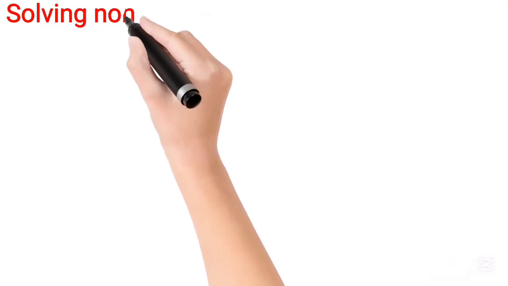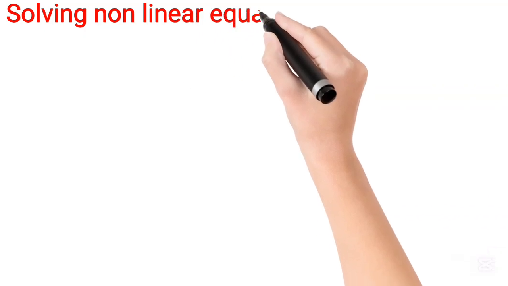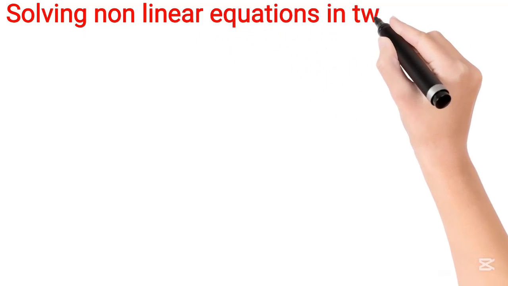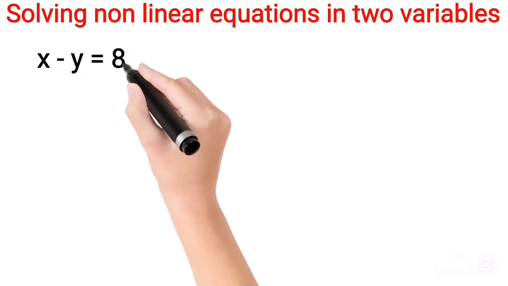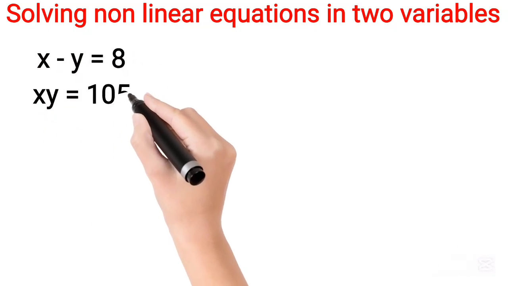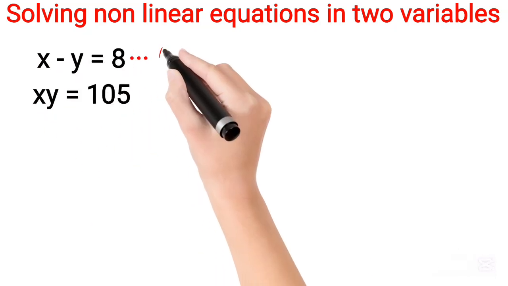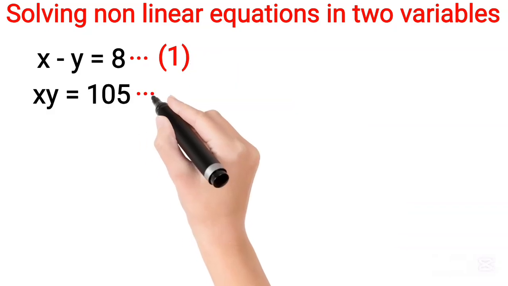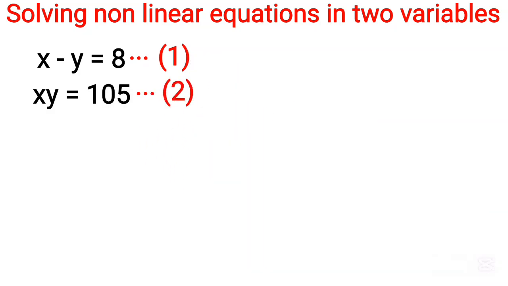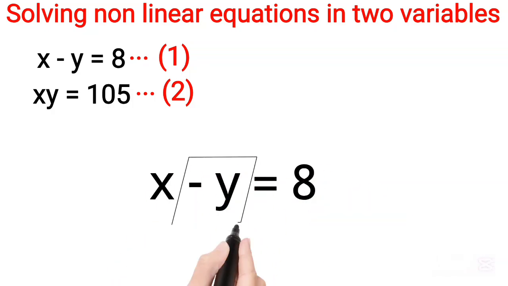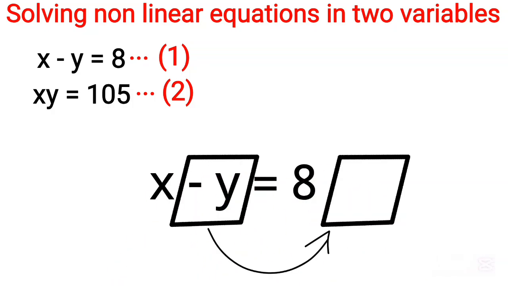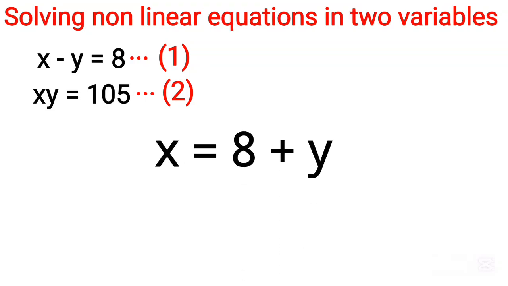Now let's go deeper. Solving a nonlinear equation in 2 variables. Here is our example. x minus y equals 8. xy equals 105. Let's call the first one equation 1. The second one, equation 2. We'll use the substitution method. From equation 1, x minus y equals 8. Add y to both sides. So we get x equals 8 plus y.